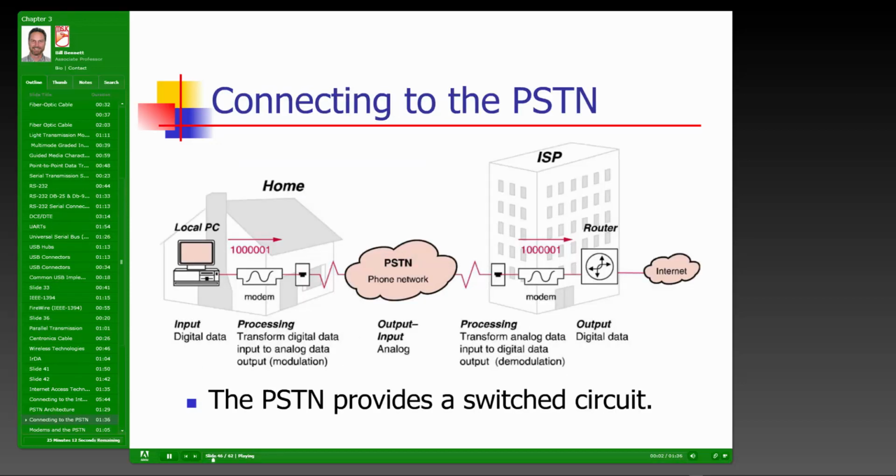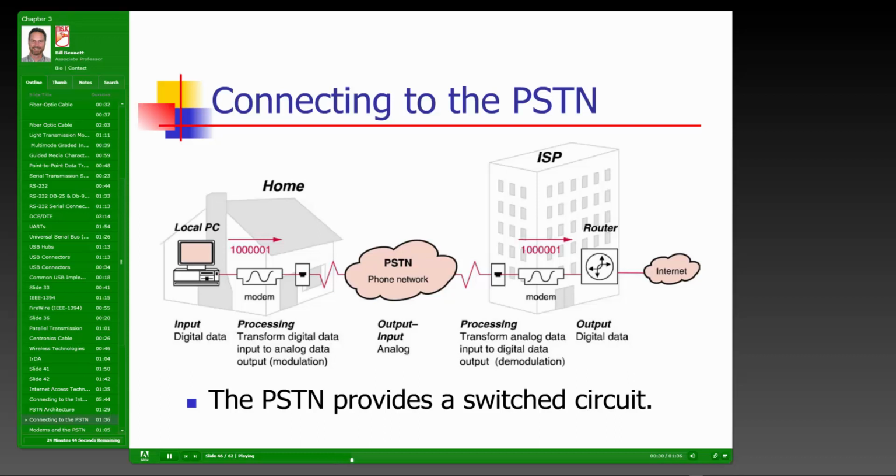So we talked a while ago about circuit switch networks and packet switch networks, and this slide is really relating to the older analog networks. If you look under the PSTN cloud there, it says output input is analog, and that's not the case anymore. The phone system is all digitally based, and so pretty much you've got packet switch networks going on in there. You don't have circuit switch networks anymore.